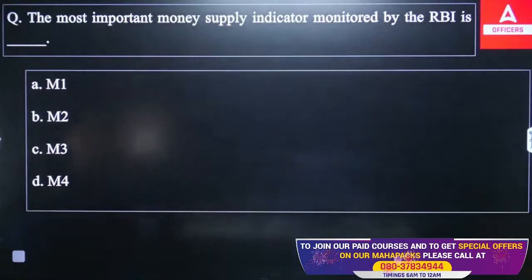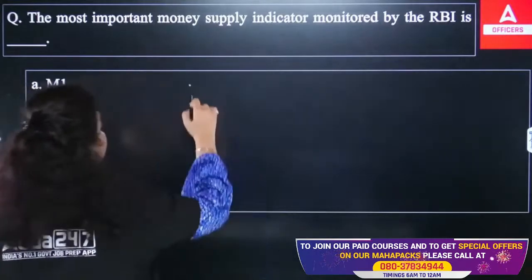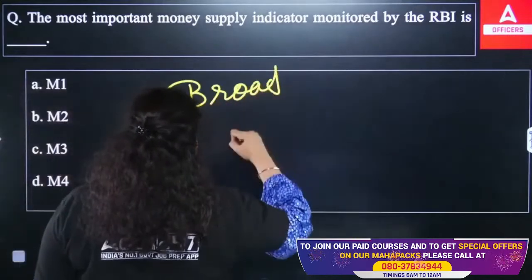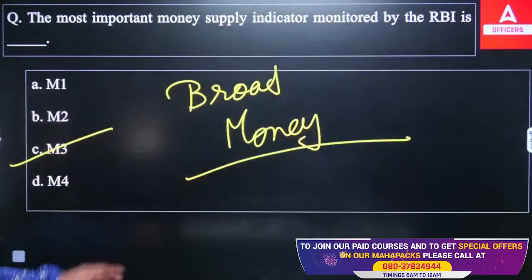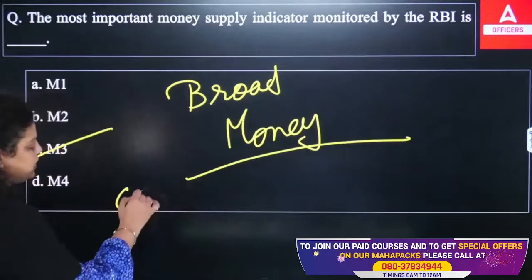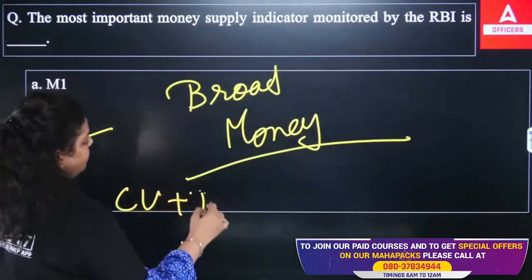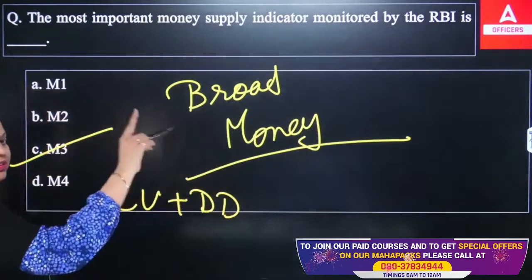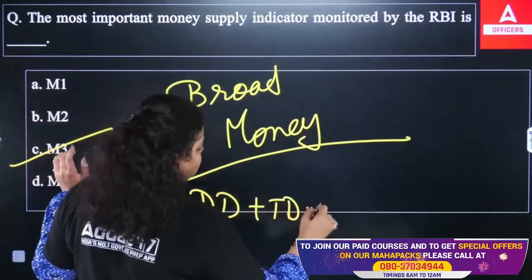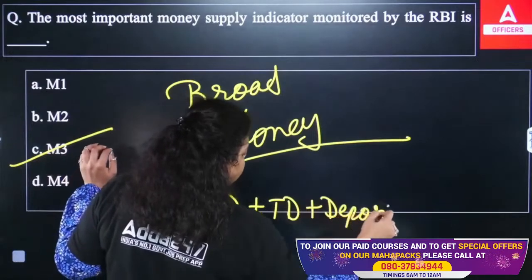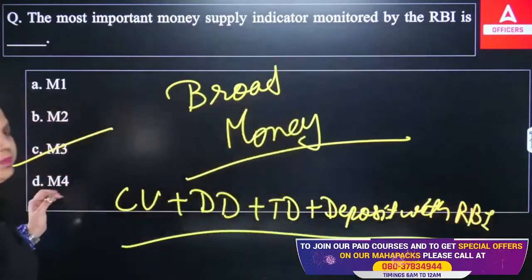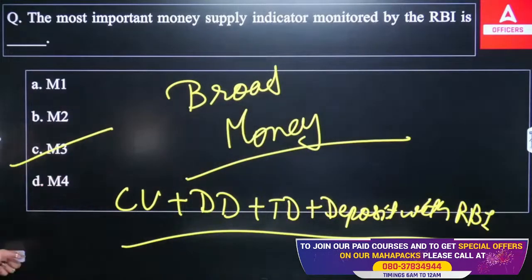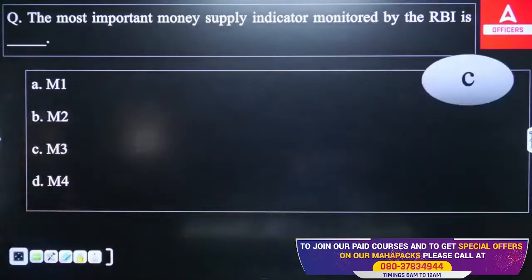Right. RBI wants to know how much money supply is in the economy, and the money supply in the economy defines the liquidity for the RBI. That's broad money. So the right answer is C, because it will cover currency, the money with public, demand deposit, the money with commercial banks in the CASA, then the term deposit, then the deposit with RBI. Every type of money which is available in the economy will be calculated by the M3, and that's why it is the important money supply indicator that RBI calculates. So the right answer will be your C.